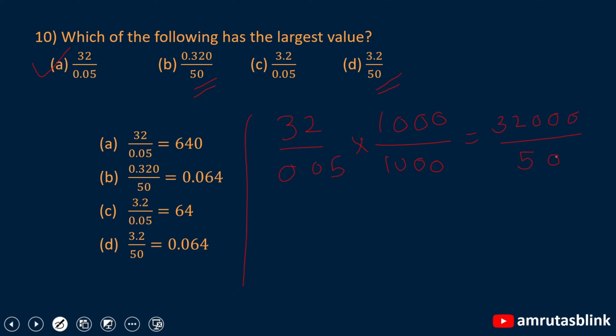Now we'll go to option C, that is 3.2 divided by again 0.05. Here also we will multiply numerator and denominator by 1000. Now 3.2 into 1000 will be 3200 divided by 50. Now if you compare all these 4 fractions, all the 4 fractions now have denominators as 50. So for whichever fraction the numerator is greater, that fraction will be greater. Hence we can say that option A is the greatest value.